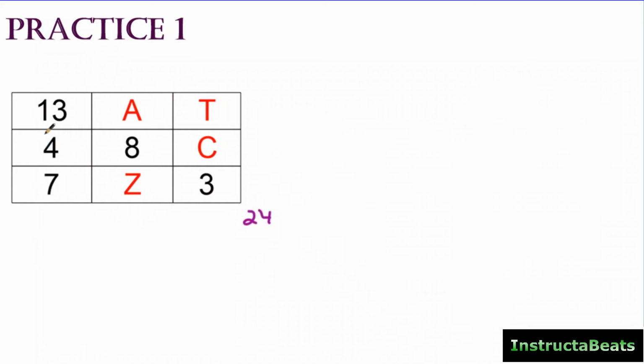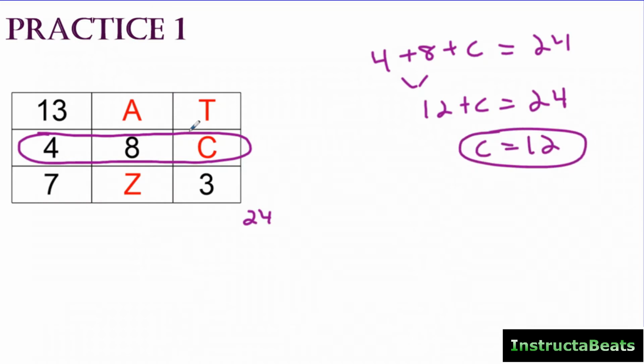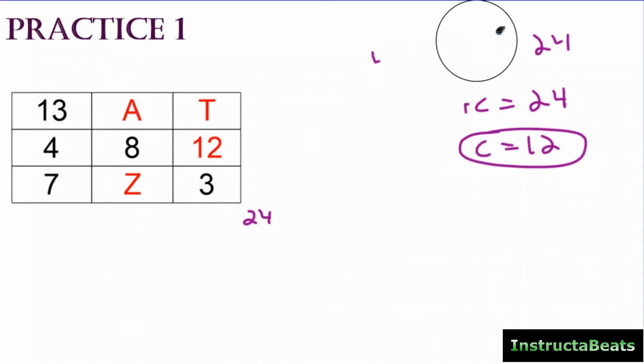So right here for this row, I know that 4 plus 8 plus my missing number has to equal 24. So I just set up a simple equation. Obviously I'm going to add those together and I can rewrite this as subtraction, and I see that C has to be 12. So now I can change C and make it a 12.